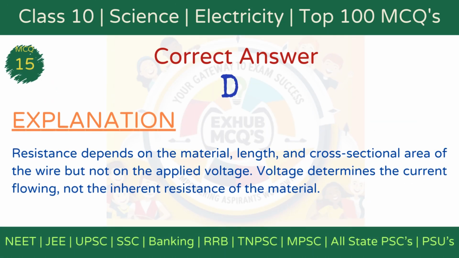The correct answer is option D, voltage. Explanation: resistance is determined by the material, length, and cross-sectional area of the wire, but is not influenced by the voltage applied across it. Voltage affects current, but not the wire's inherent resistance.